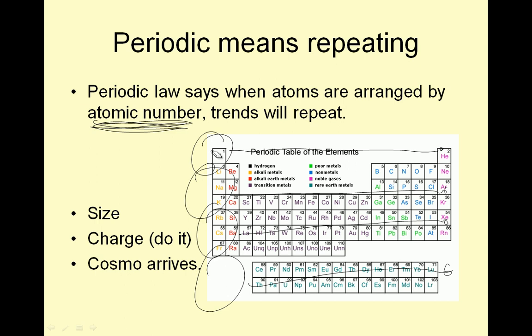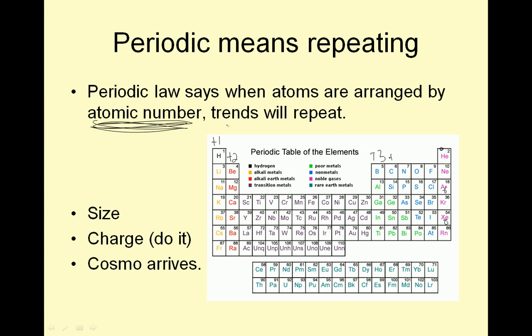And then charge is also a periodic trend, meaning it repeats. The charge of this column is always plus 1, plus 2, plus 3, minus 3, minus 2, minus 1, 0. So if I said, what's the charge of calcium when it makes an ion, you would say plus 2. If I said, what's the charge of sulfur, you would say minus 2. If I said, what's the charge of bismuth, you would say minus 3. And what's the charge of radon, you'd say 0.